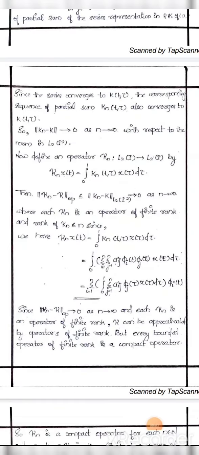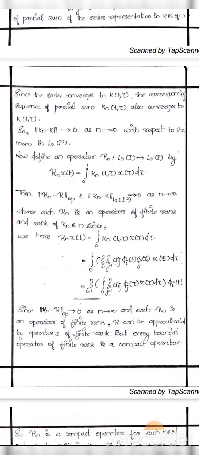Now, since the series converges to k of t comma tau, it is obvious that k_n of t comma tau, that is the sequence of partial sums, also converges to k of t comma tau, right? So we can say that the norm of k_n minus k tends to 0 as n tends to infinity with respect to the norm in L2 of I square.